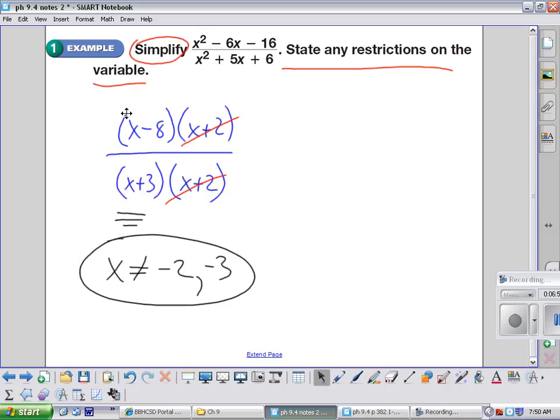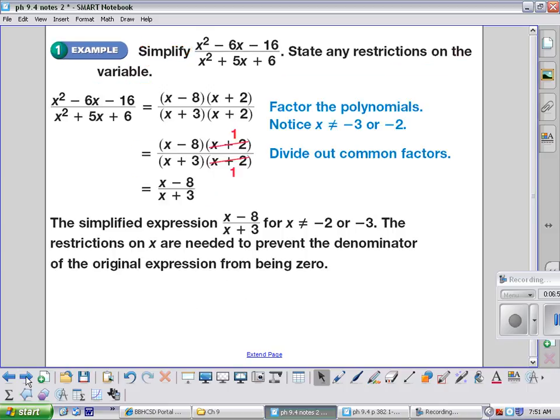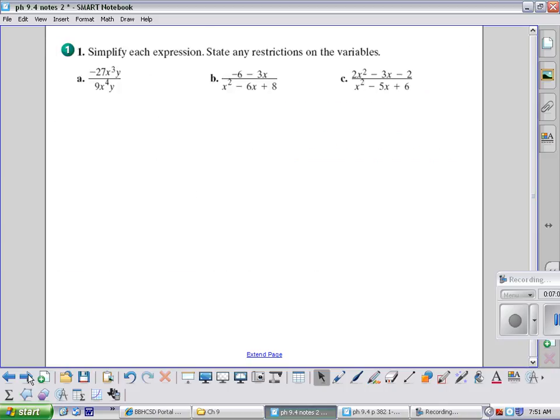All right. Now these quick checks for this one, I'm going to do the first one because it looks a little bit differently, but you're still doing sort of the same sorts of things. Okay? And we'll do these other two in class. All right. So we've got negative 27 x to the third y over 9x to the fourth y, I should say.